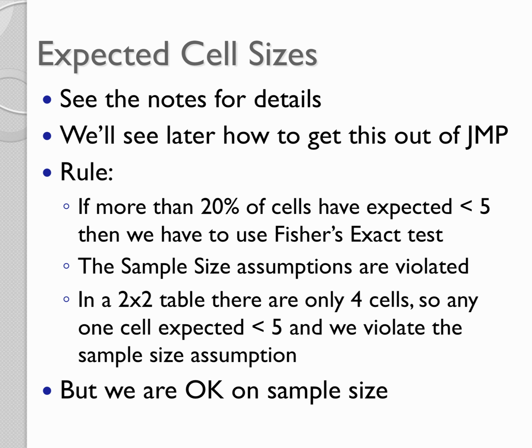In a 2x2 table, we only have 4 cells. So any one cell expected less than 5 is actually 25% of the cells, and we violated the sample size assumption. In our case, if you take a look at the notes, or when we visit it in JMP, you'll see we're okay for sample size. We can proceed with the remainder of the steps.